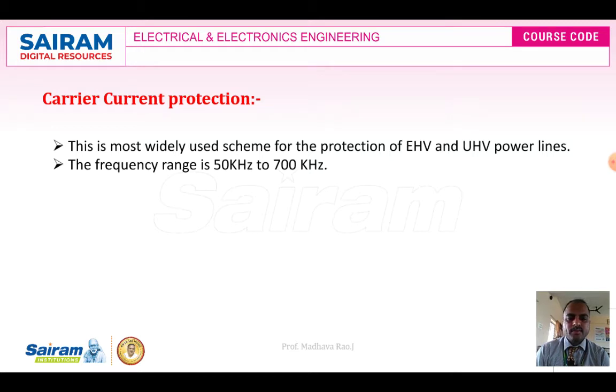In this video, we are going to discuss carrier current protection. In the previous video, we discussed pilot wire protection. Pilot wire protections are classified into two types: circulating current protection and balanced voltage protection. Those protections are used for short transmission lines.